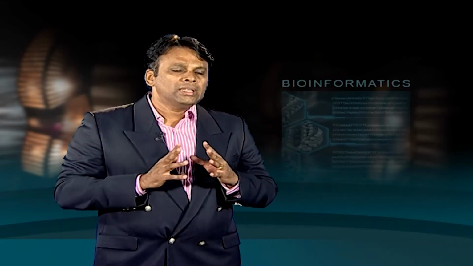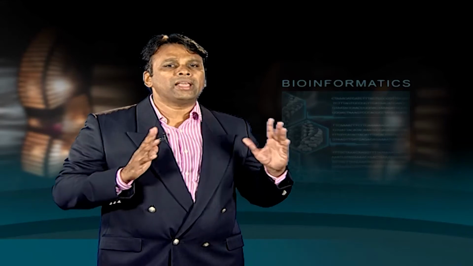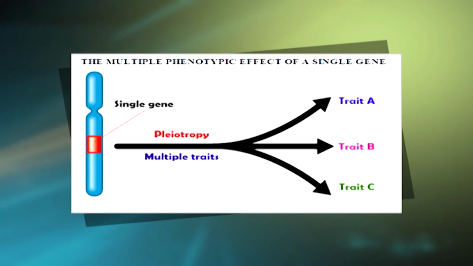Mendel believed that the three characters, that is flower color, axial spots and seed coat color, are due to a single gene, and he considered this sort of inheritance, though in a rather superficial manner. Now, coming to this figure, it shows the multiple phenotypic effect of a single gene. Here you can very well see pleiotropism. A single gene is influencing multiple traits, trait A, trait B as well as trait C.